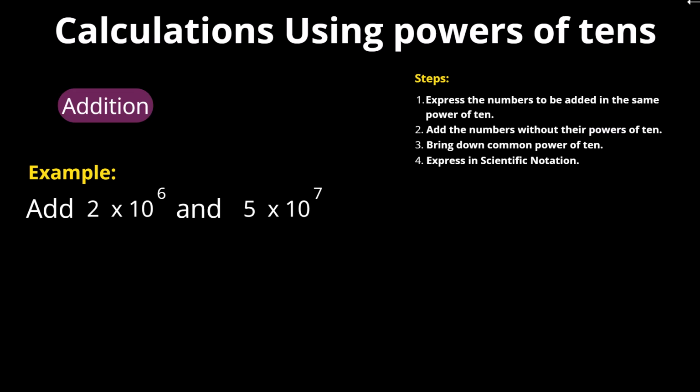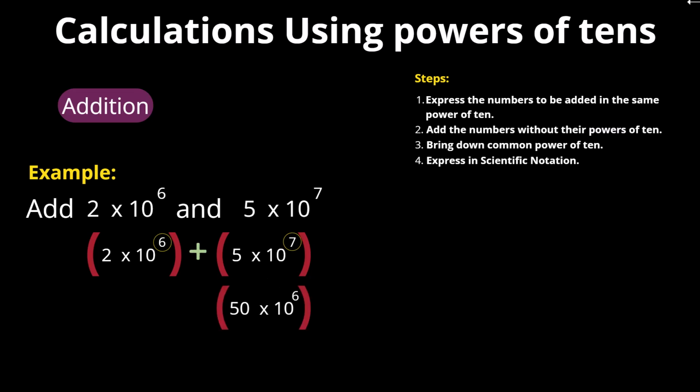Let's add 2 times 10 to the 6th power and 5 times 10 to the 7th power. Let's set our problem as an addition problem, and now let's express the numbers to be added in the same power of 10. Let's take a look at the exponents. We have 6 and 7. 7 is the bigger exponent, so if we decrease it to 6, we move to the right. And that's what we want, because positive exponents, we always move to the right. So we have 50 times 10 to the 6th power. And now both exponents are the same.